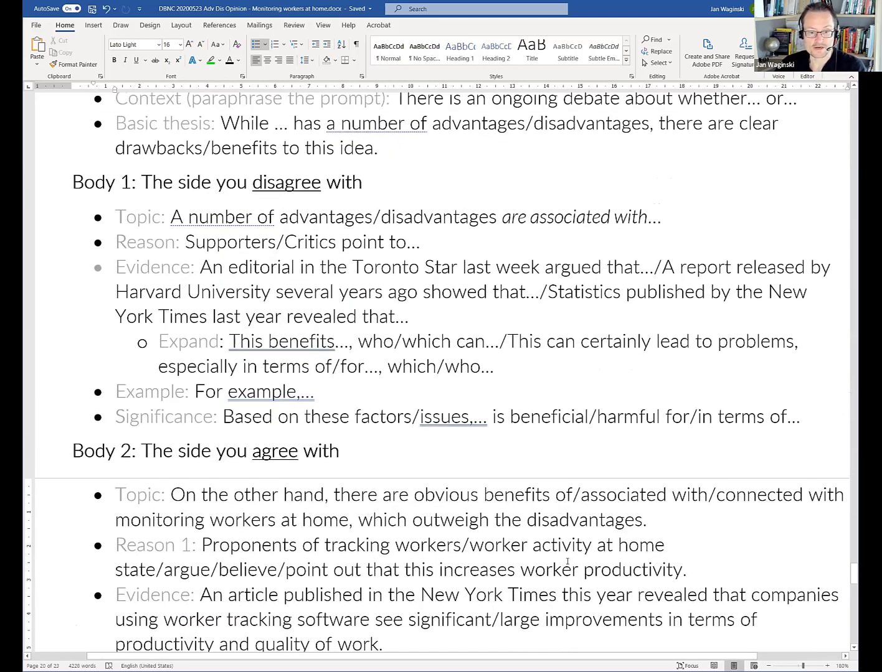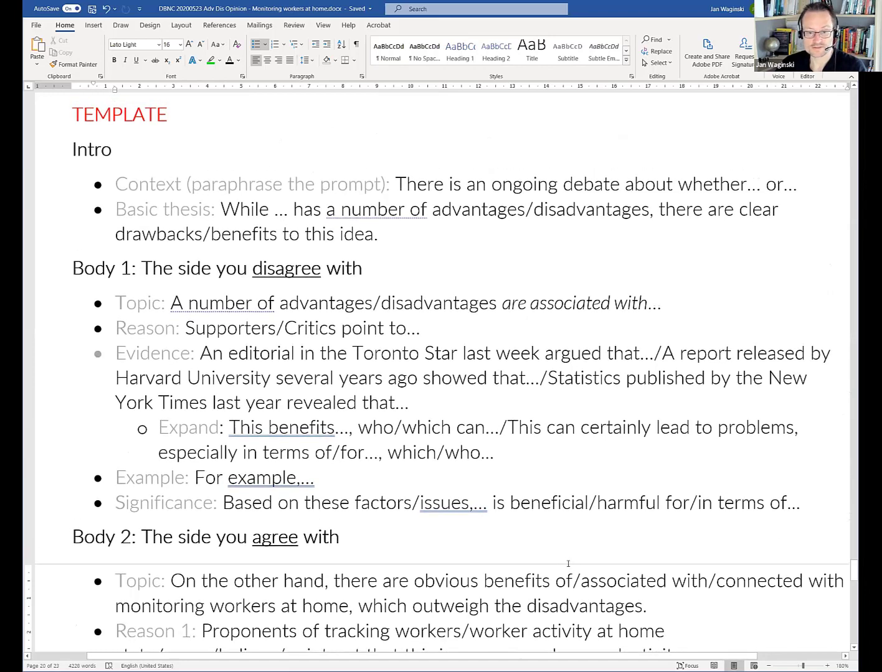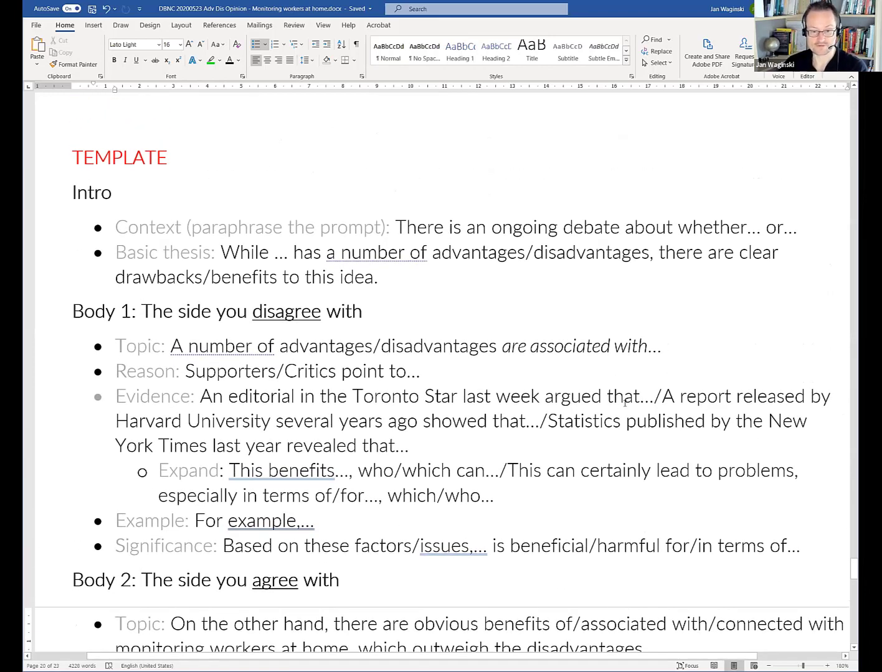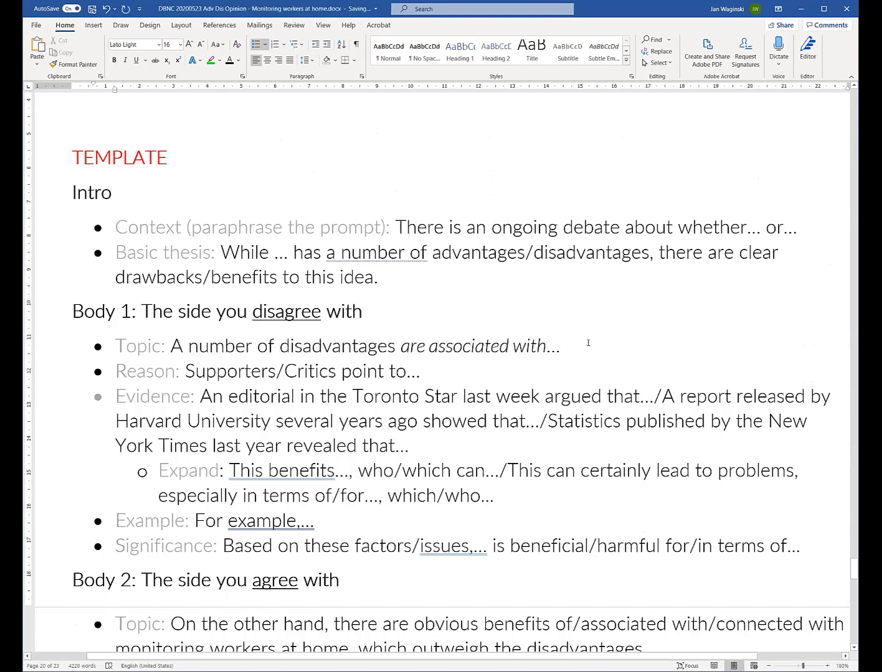Okay, what about the first body paragraph? Let's this time start with Safa. A number of disadvantages are associated with monitoring the employees. Can we use a synonymous phrase? Because we've used that word a few times. What are some synonyms for monitoring?